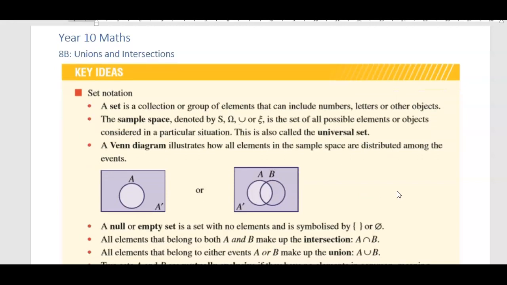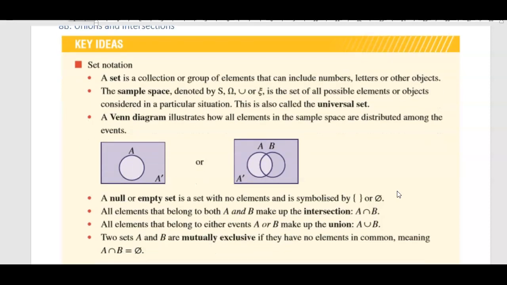So a Venn diagram illustrates how all elements in the sample space are distributed among the events. So here we're only looking at one event, so A. So basically A would appear inside the circle, and this A dash is not A. Here we have, you can see it with B. So A is in this circle. The intersection here is A with B, and then outside is not A. But you can also say outside is also not B, okay, because B would be represented in this circle.